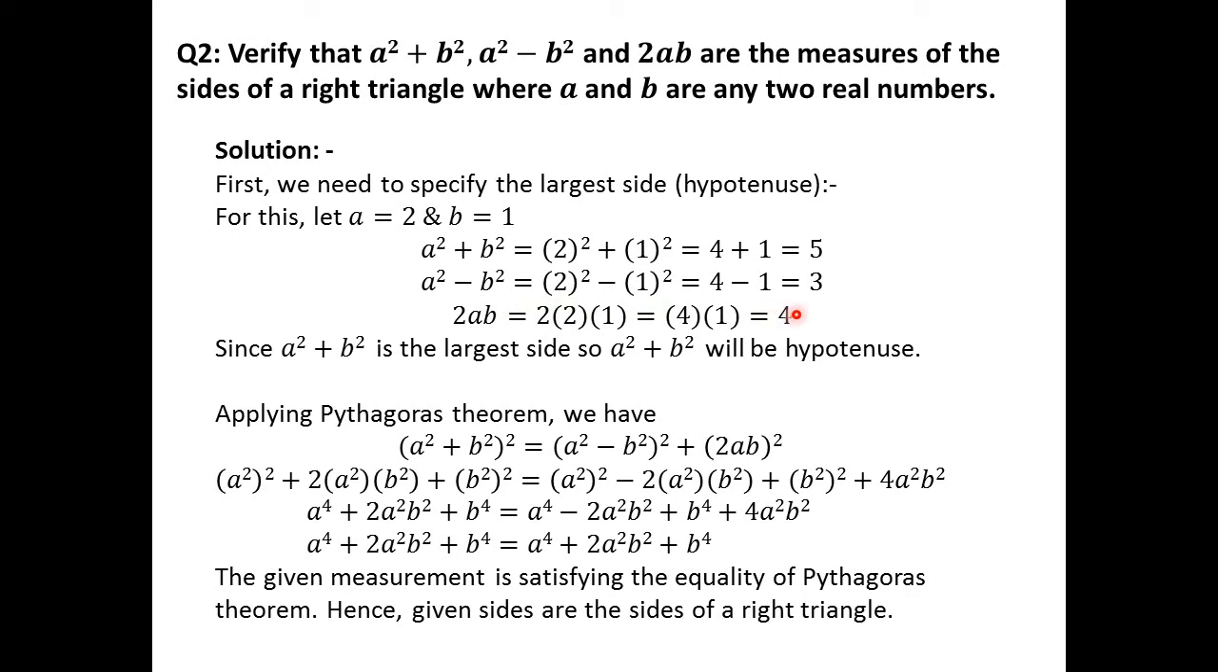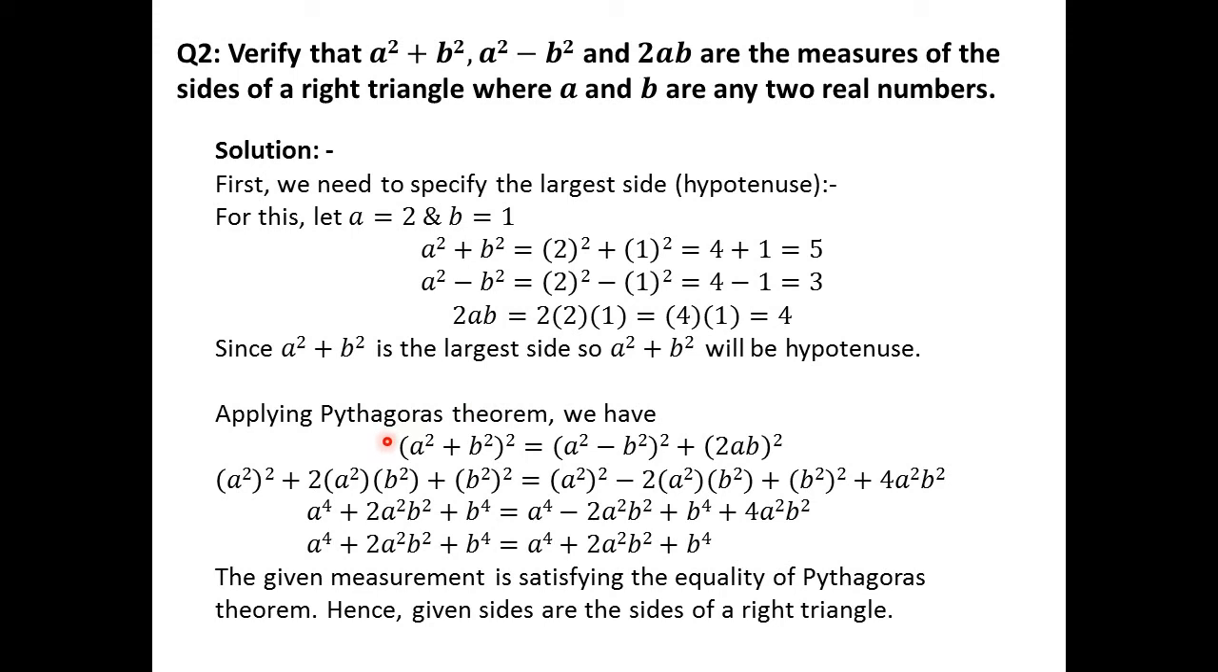From here you can observe 5 is the largest number. This is the value of a square plus b square. So I have written here, since a square plus b square is the largest side, so a square plus b square will be the hypotenuse. We have specified the hypotenuse. So now we are able to apply the equality of Pythagoras theorem.